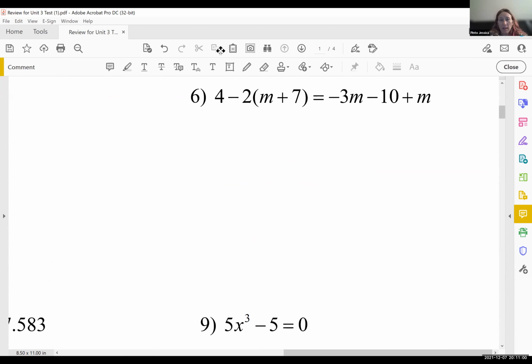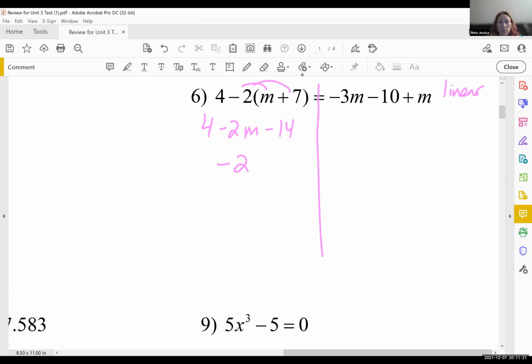So then here I am looking at number 6, and I see that the highest exponent is 1. So 6 is also linear. Combining my like terms on both sides of the equal sign is helpful for me. So I'm going to simplify on each side first. That would be negative 2m minus 10. This would be, that's negative 3 positive 1, negative 2m minus 10.